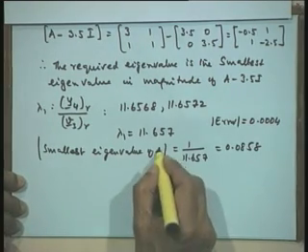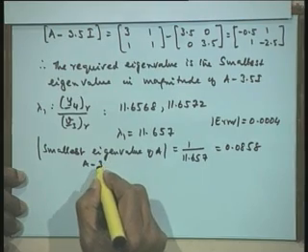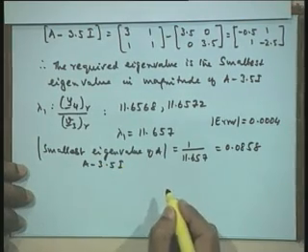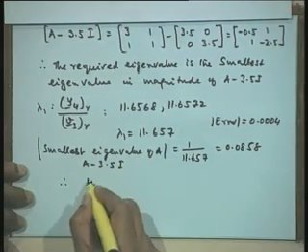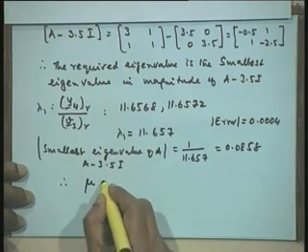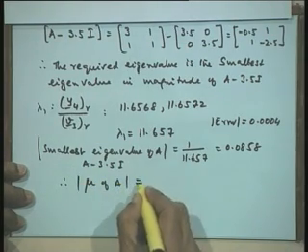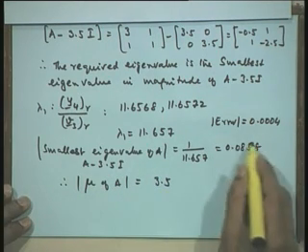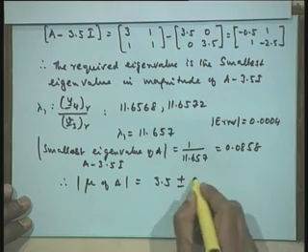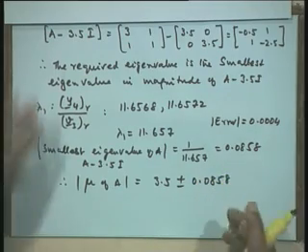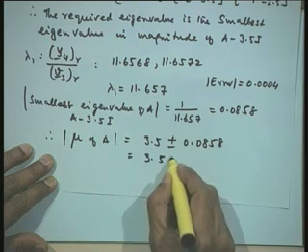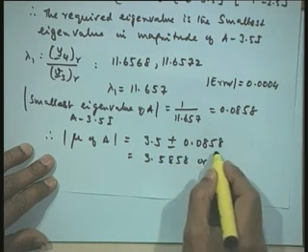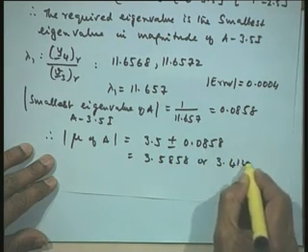Therefore, our required eigenvalue, if we take this as mu, the eigenvalue of A will be 3.5, that is the shift k, plus or minus 0.0858. We do not know the sign. Either it is 3.5858 or, if I subtract this, 3.4142.